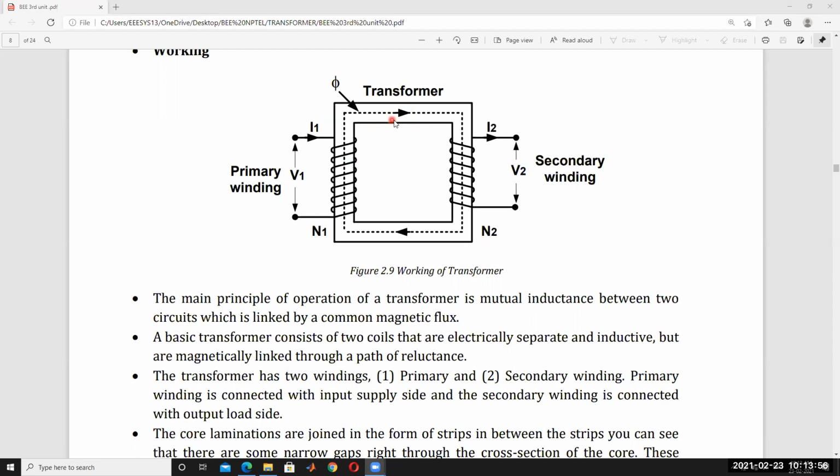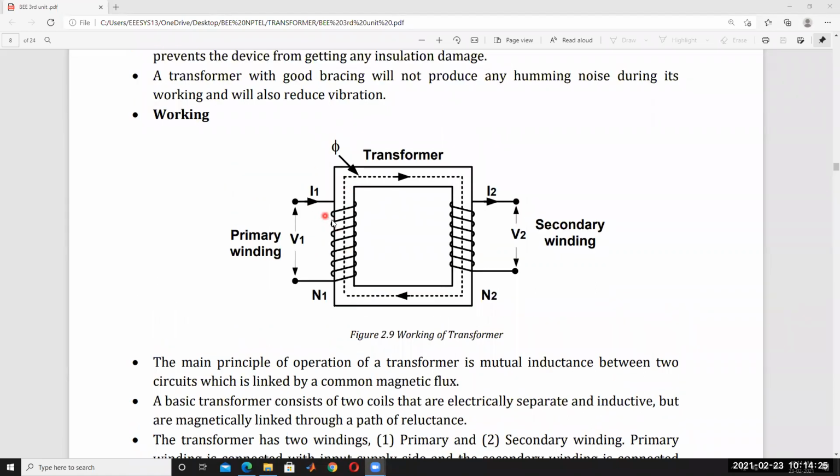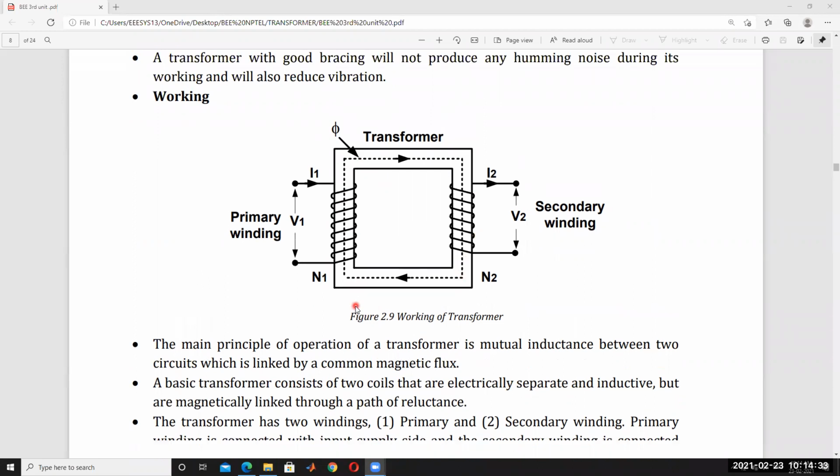Instead of a magnetic core, air is also possible to take as a core. That is called an air core transformer. Sometimes air can be used instead of this core, for radio frequency and different types of electronic applications. But for a general transformer, distribution transformer or power transformer, a silicon steel core is used.